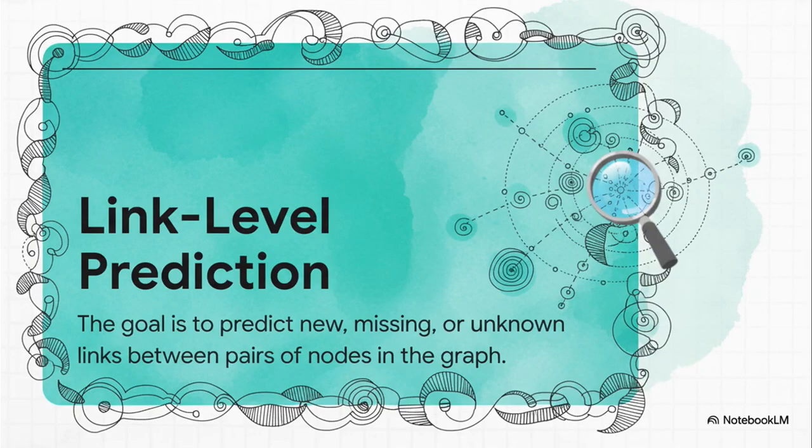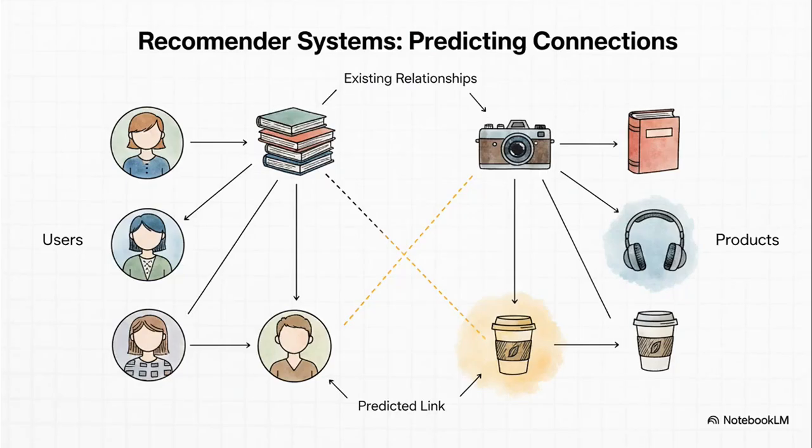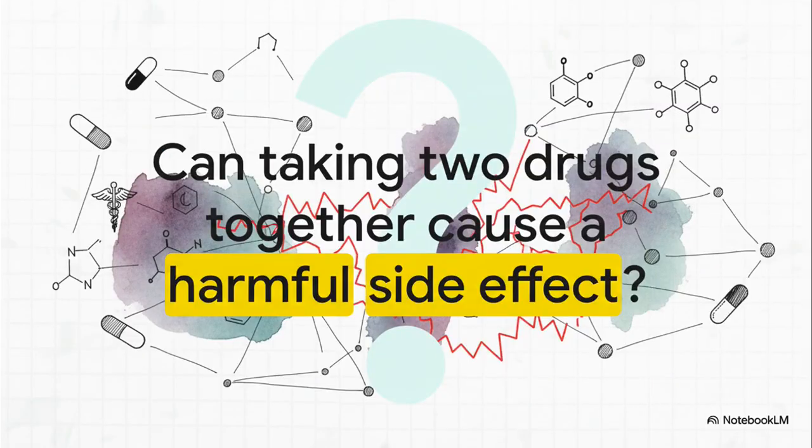Okay, the second category is link-level prediction. Now, instead of focusing on the individual nodes, we're shifting our attention to the connections between them. The goal is to predict if a link is missing or if one might form in the future. This is the technology that powers recommender systems on sites like Pinterest or Amazon. What they're doing is predicting a probable link, a connection, between you, a user node, and a product node that you might like. But this can be used for much more critical applications too, like in medicine, where it can be used to predict harmful interactions between different drugs.